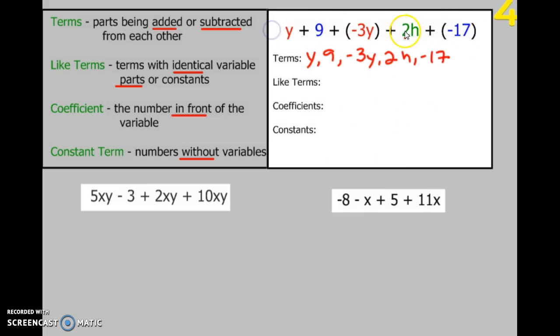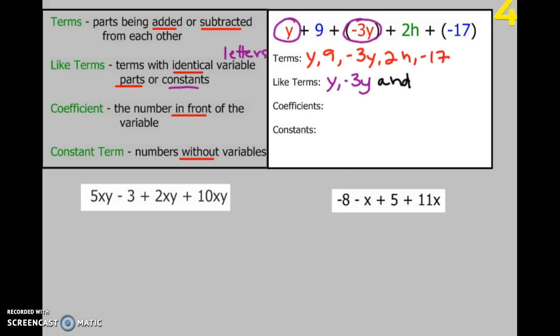Then we have like terms. These are what we combined together when we did our perimeter earlier. They're terms with identical variables. Variables, remember, are the letters. Or like terms could also be constants, numbers that are just a number, no letter with it. So like terms are terms that we could combine together, identical variable parts. So this is a y and this is a negative 3y. We could combine those together. Those are like terms. They both have a y. So y and negative 3y are like terms.